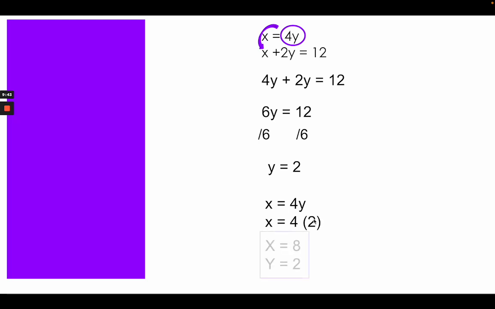4 times 2 is 8. So my answer is x equals 8, y equals 2.